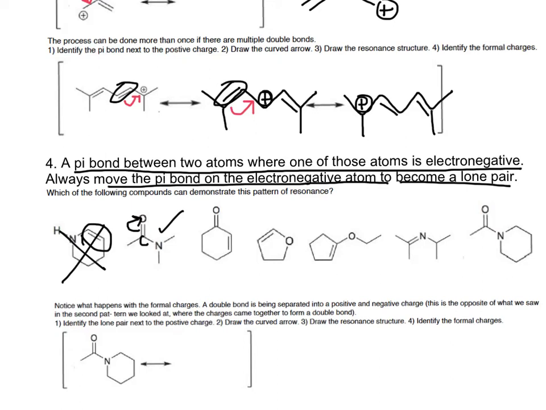Like here we have a ketone, so this also satisfies that pattern of resonance. Here the pi bond is between the two carbons, so it does not. On the fifth structure, again, the pi bond is between the two carbons, so it does not satisfy that pattern of resonance. In the sixth structure, we have the pi bond between the carbon and the nitrogen, so that it does. And finally, again, we have a carbon-oxygen pi bond, so this also satisfies the pattern.